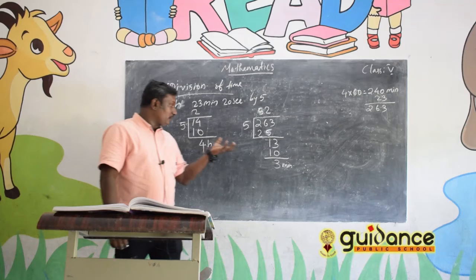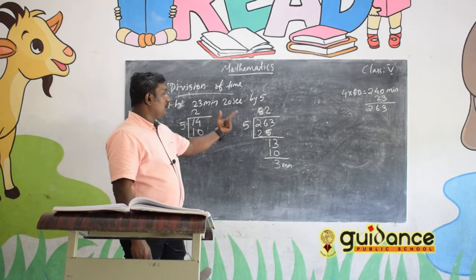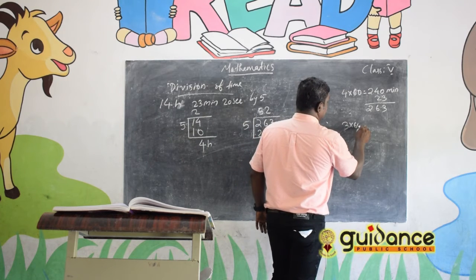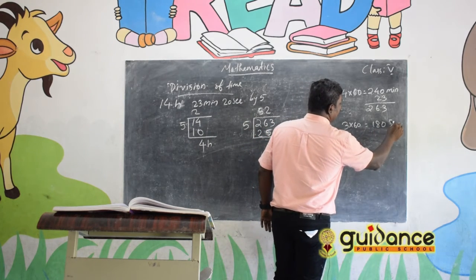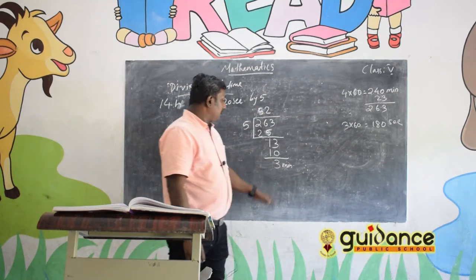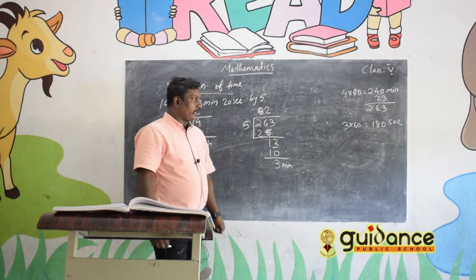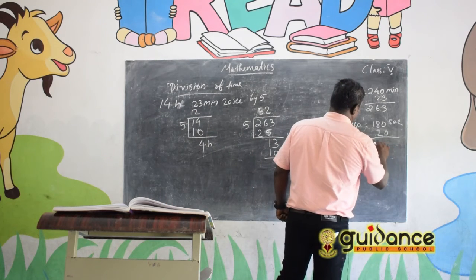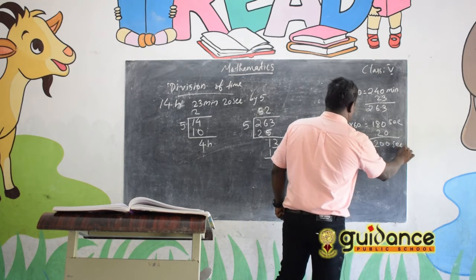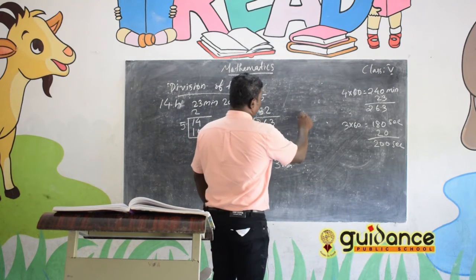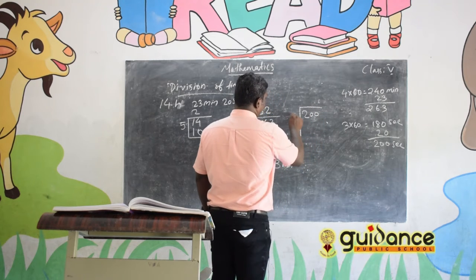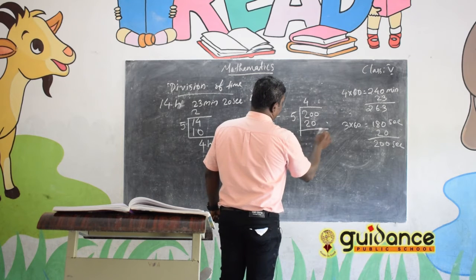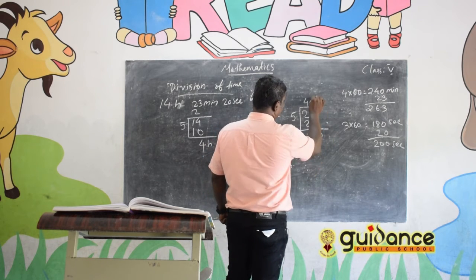Then again what we have to do? We convert the 3 minutes into seconds. 3 into 60 equals 180 seconds. The remainder 3 minutes is converted into seconds. There we have 20 seconds remaining, and with that we add, so it will be 200 seconds. We divide 200 seconds by 5. Then it will be 40. Then the remainder is 0.